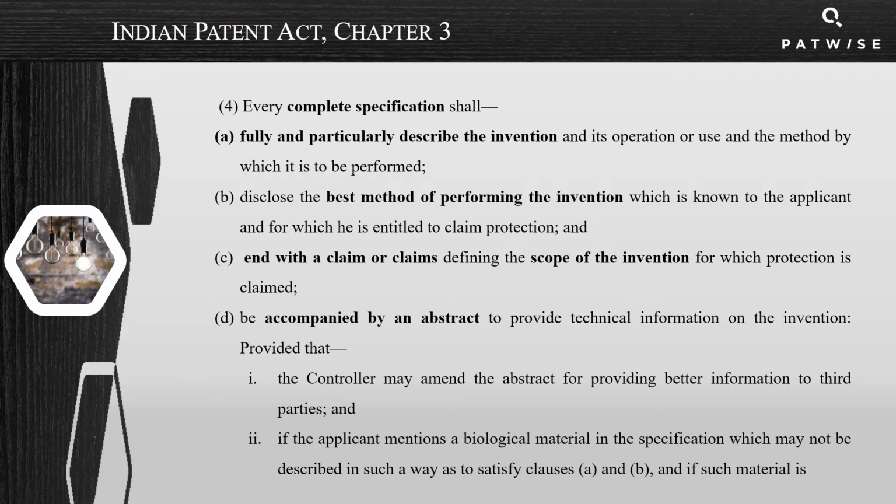Now further, the controller may amend the abstract for providing better information to third parties. This is done because during the publication of the invention, it is the abstract that gets published for the public to read. Hence, the controller at his discretion may require the applicant to amend the abstract of the specification. Further, the complete specification should also contain material evidence or details pertaining to biological materials that have been used in the invention.